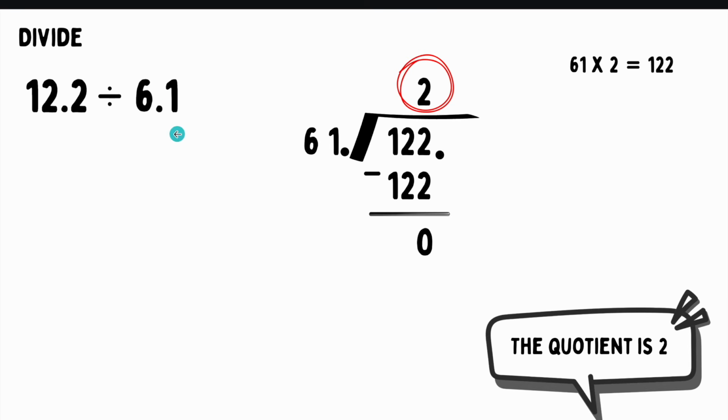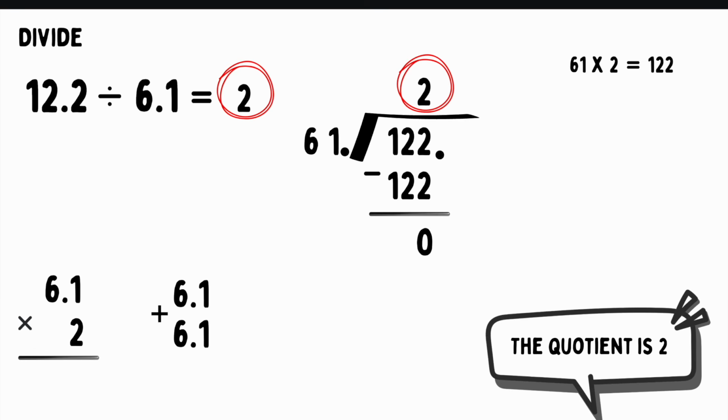12.2 divided by 6.1 equals 2. Let's check. 6.1 2 times should be 12.2. Well, that means 6.1 plus 6.1, which is 12.2. The quotient is correct. 12.2 divided by 6.1 equals 2.